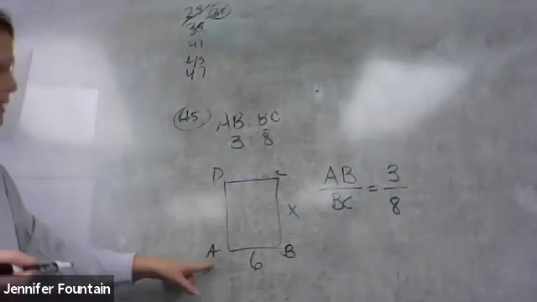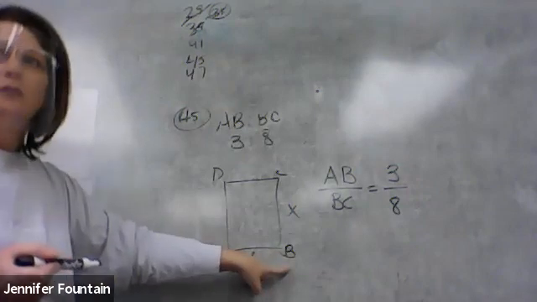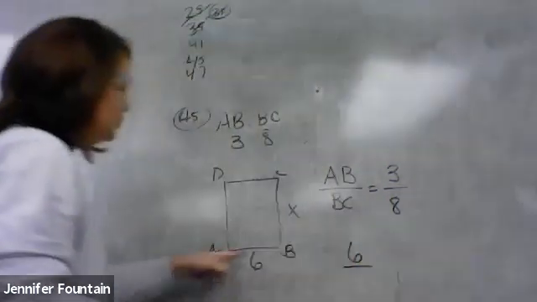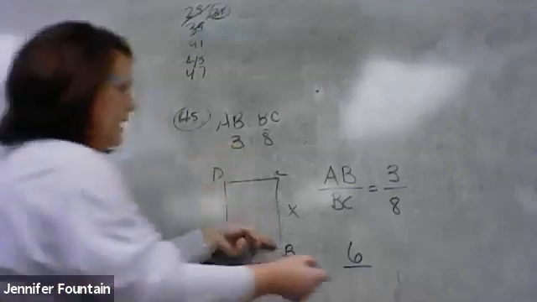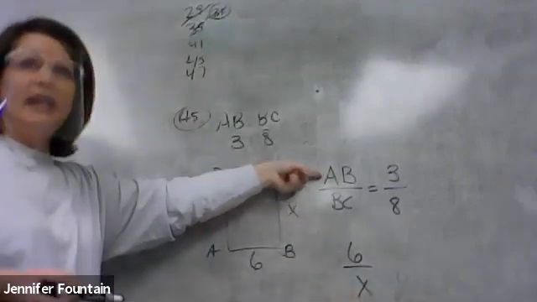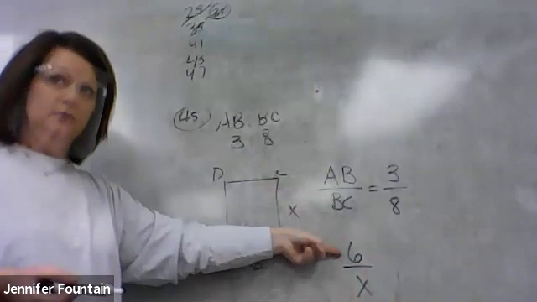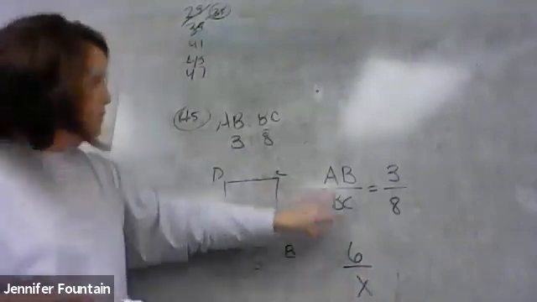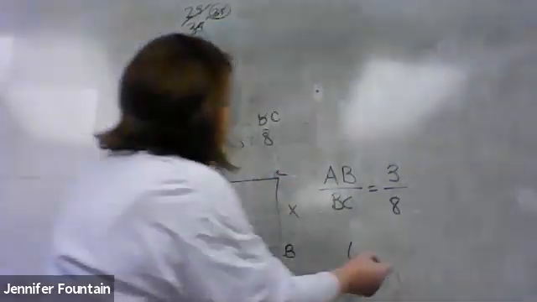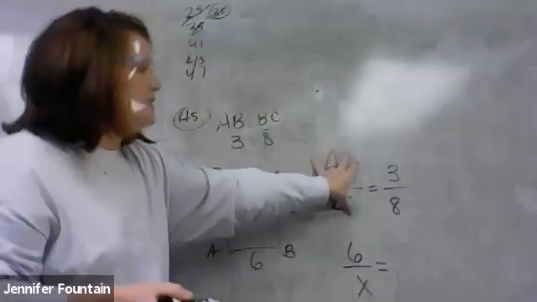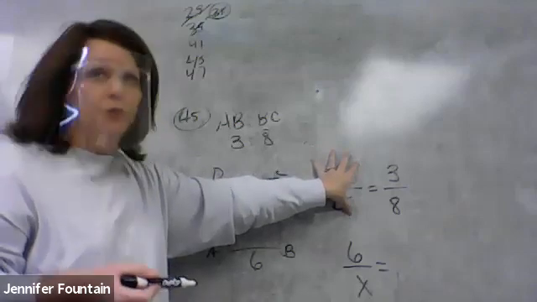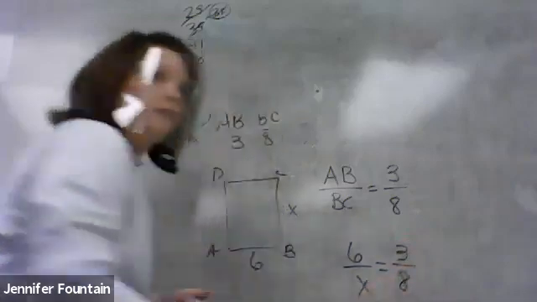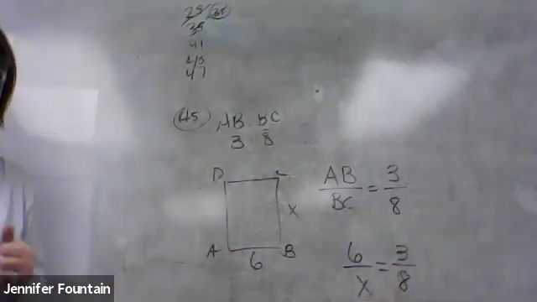What do I know my measure of AB is? 6. What is my measure of B to C? X. So all I've done here is I said AB is 6, BC is X. So I've substituted the values that I know from my figure. So 6/X, I substituted here. What is that equal to? What is 3/8? Is everybody good with that so far?